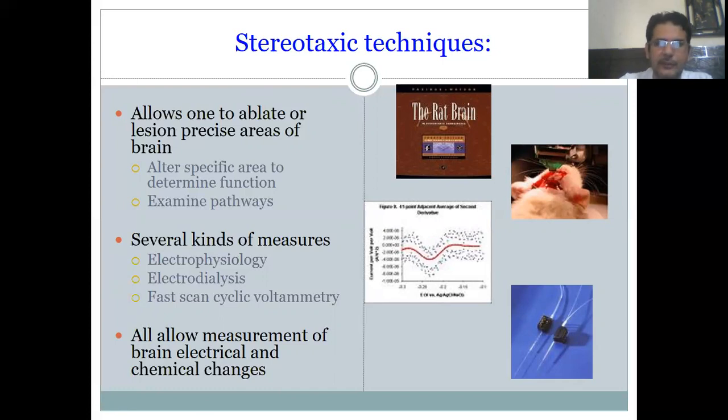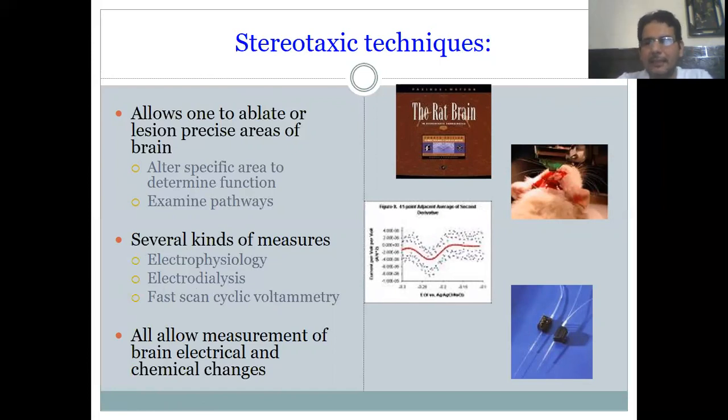So these are the approaches in which we can assign different functions to the brain. There are several kinds of measures. We can do electrophysiology, we can do electrodialysis, and we can also do fast scan cyclic voltammetry. So we can do all these kinds of things. And in this case, we can check whether there are some electrical or chemical changes in the brain. As I mentioned, we can use the electrodes or we can use a cannula.